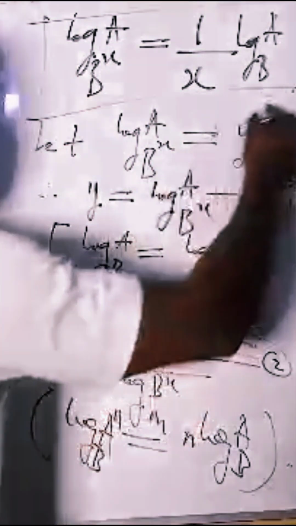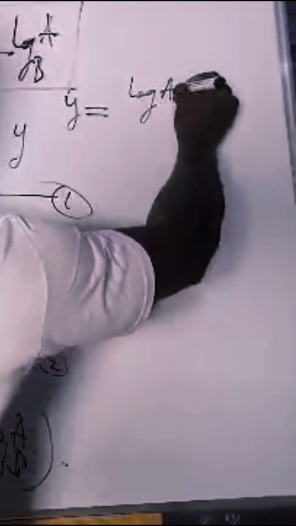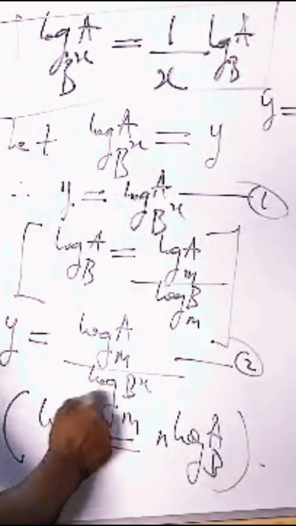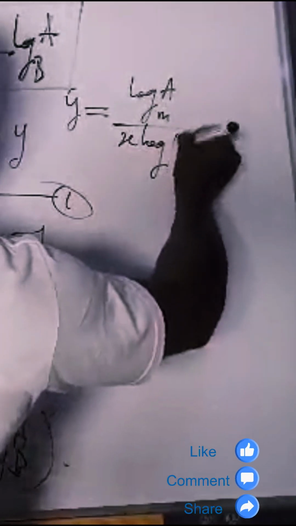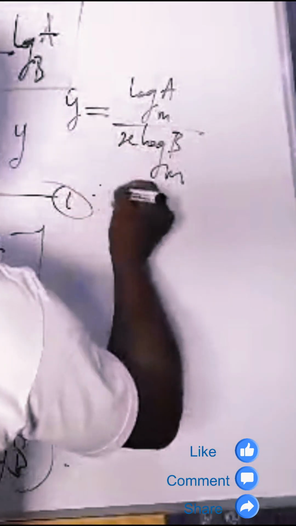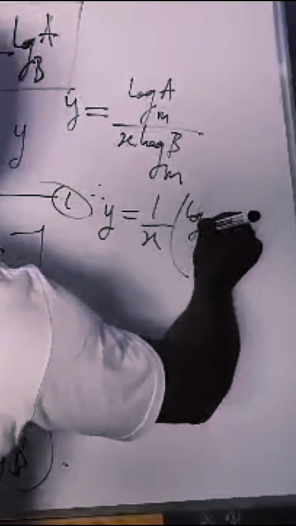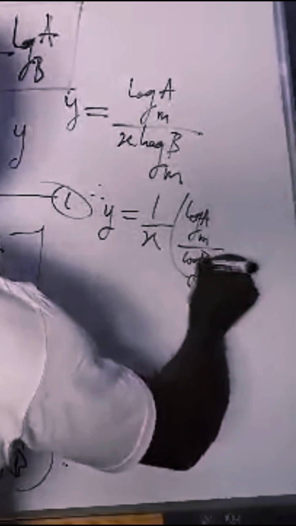Doing that, we have y now is equal to the log of A to our new base divided by, now this particular power or exponent becomes a multiple of the log of b to base m. So we have x, the log of b to base m. Therefore, y is equal to 1 all over x into bracket our log of A to our new base divided by the log of b to the new base.